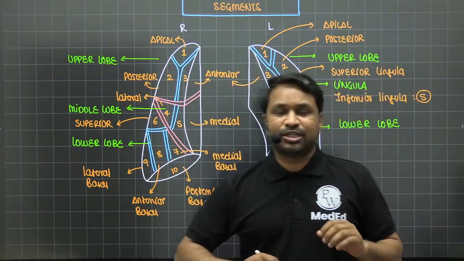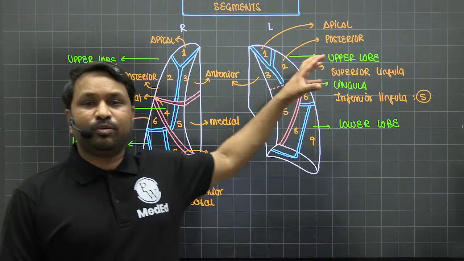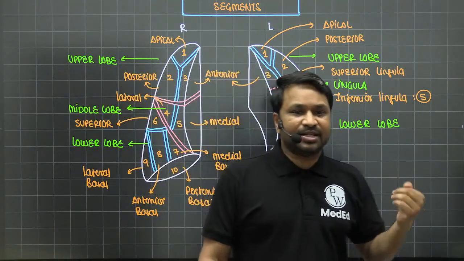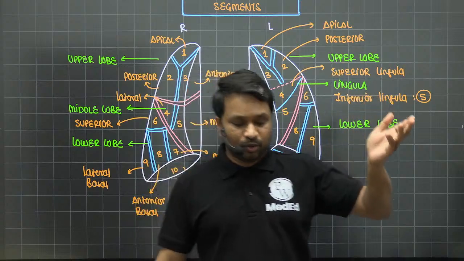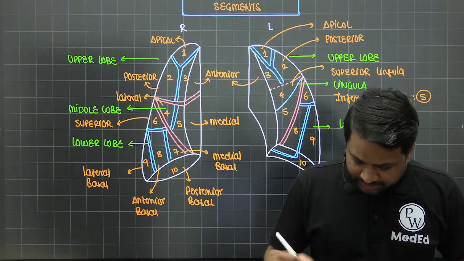Beta, this is a surgical lecture only, but every time we start a new system, we give you the basic surgical anatomy of that particular system and then move forward. I don't want my children to not know what the anatomical orientation is. Okay. Then this is your segment 10, which is your posterior basal.